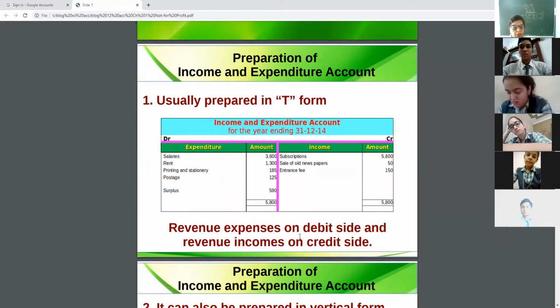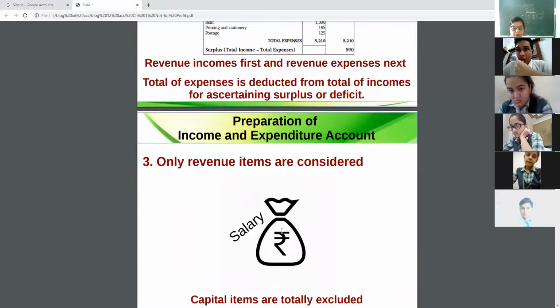So my dear children, if you want to note down revenue expenditures on debit side and income on credit side, I can give you in fill in the blank also, like this way. Revenue expenses on dash side. Revenue income on dash side. I'm sure you must have understood what I am saying.